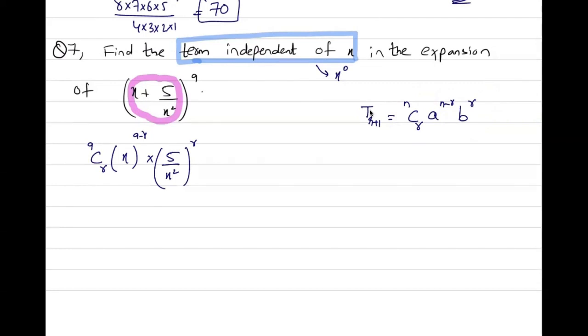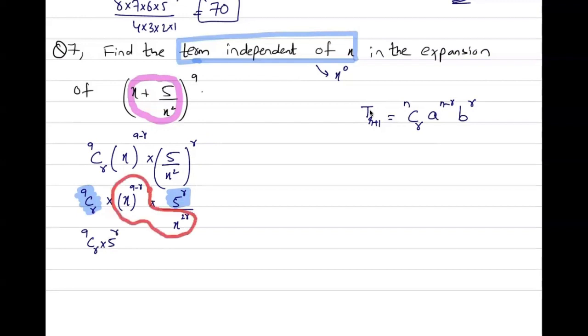Now, when you have applied the specific term formula, you're going to separate the coefficient and the variable. So 9Cr becomes part of the coefficient. x to the power of 9 minus r is part of the variable. 5 to the power of r is part of the coefficient. x to the power of 2r is part of the variable. You're going to collect the coefficient on one side, so that's 9Cr times 5 to the power of r. And you can simplify the powers of x.